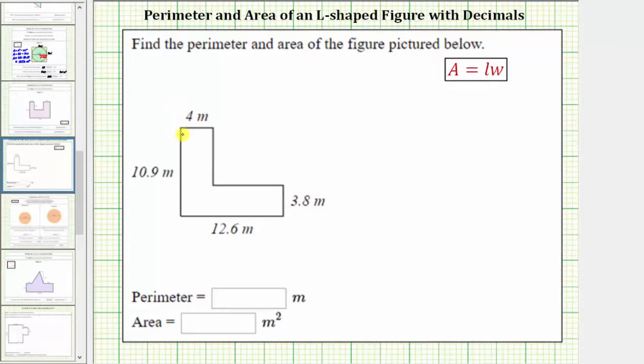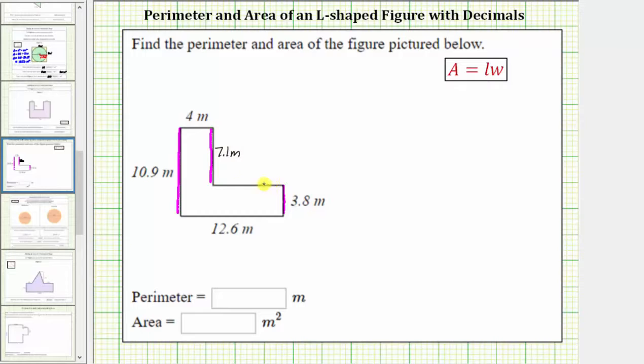Notice how this side has a length of 10.9 meters. This length must be the same as this missing length plus this length, which we know is 3.8 meters. And therefore, to find this missing length, we subtract 3.8 from 10.9. 10.9 minus 3.8 is equal to 7.1. This missing length is 7.1 meters.